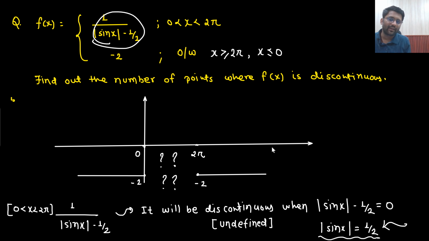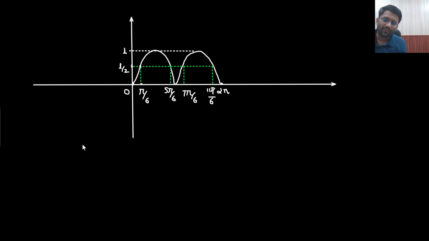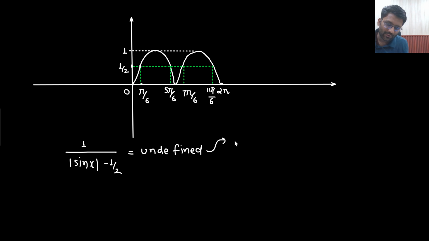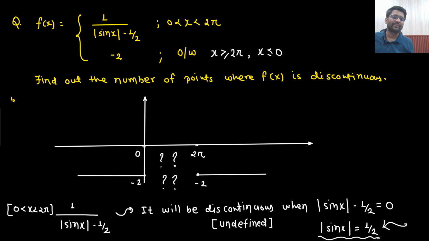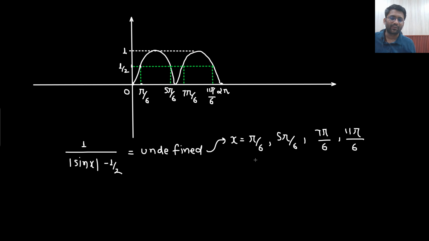So these are the 4 points where this function would become undefined. What I mean to say is that 1 divided by mod of sin x minus 1 by 2 will be undefined for x equals pi by 6, 5 pi by 6, 7 pi by 6 and 11 pi by 6. So these are the points of discontinuity for f(x).